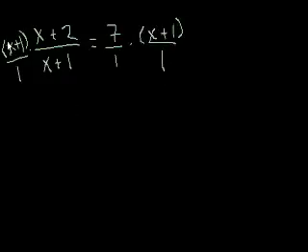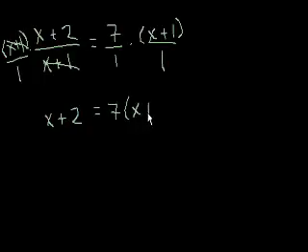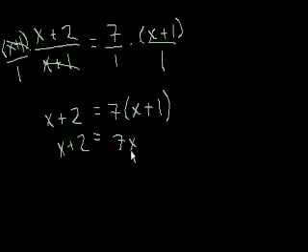On the left-hand side, the x plus 1's cancel out, and you're just left with x plus 2. It's over 1, but we can just ignore the 1. And then that equals 7 times x plus 1. And that's the same thing as x plus 2. And remember, it's 7 times the whole thing, x plus 1. So we actually have to use the distributive property, and that equals 7x plus 7. So now it's turned into, I think this is a level 3 linear equation.